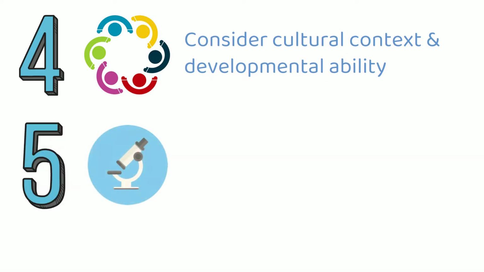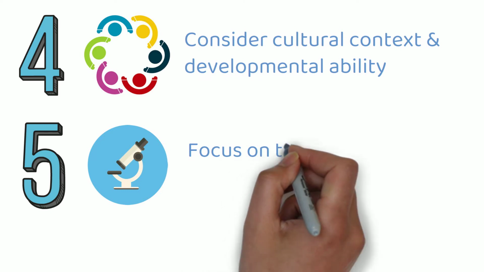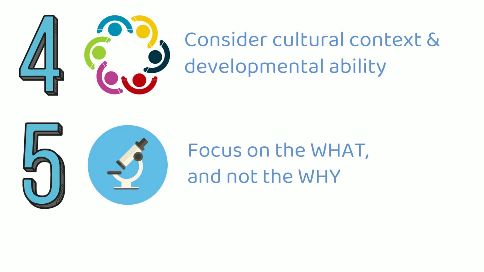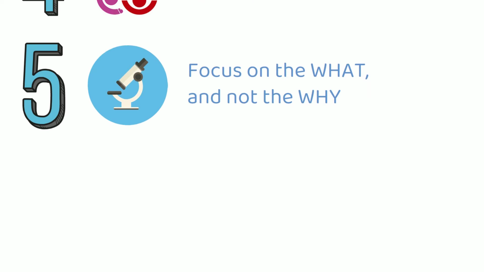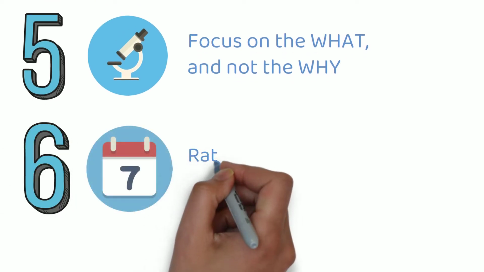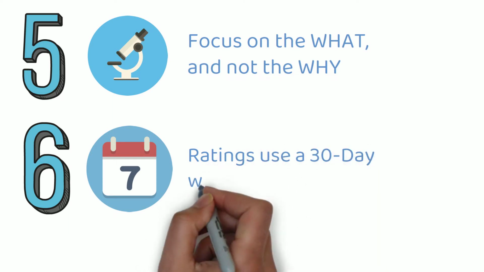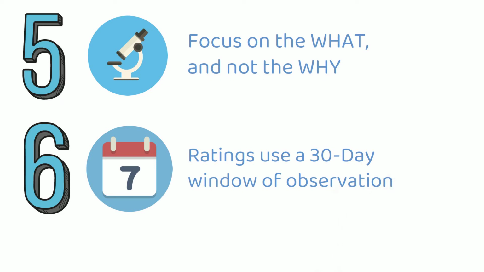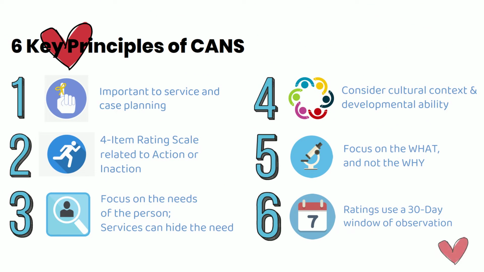5. Each rating is agnostic as to etiology and focuses on the what is happening versus on the why is this happening. This principle encourages us to focus on what we are observing now, what is happening now, and the impact of that to the child, youth, or family. 6. The ratings use a 30-day window when considering what is relevant to the child, youth, or family. This helps us to narrow our focus on the strengths and needs of the child, youth, and family today and the impact it is having now.